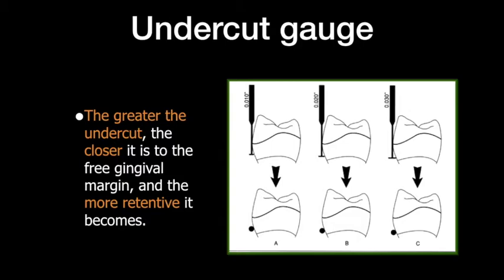So like we mentioned earlier, we want to find out the height of contour. That's why we use a surveyor. The reason why we need to know height of contour is because we need to know where the undercut is. That's why you're going to use the undercut gauge to determine where a proper undercut is. And we have 3 different undercut gauges to provide different sizes of undercut. When the undercut becomes greater, that means the undercut location is closer to the free end margins and can also provide more retention.